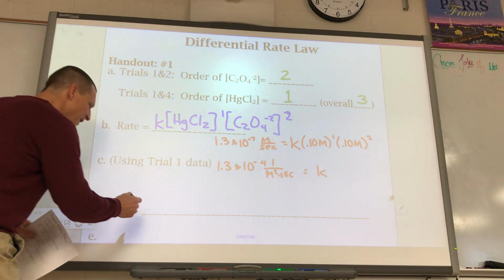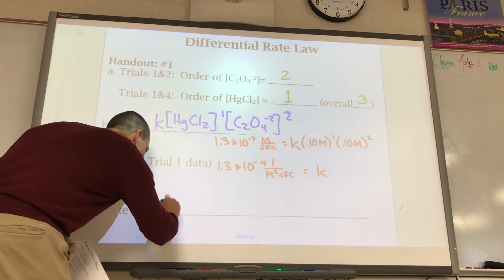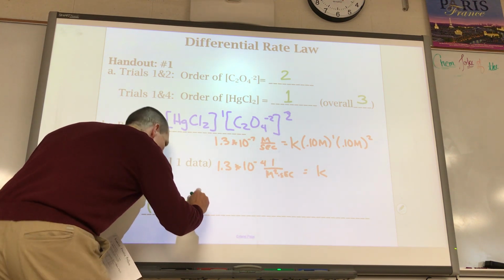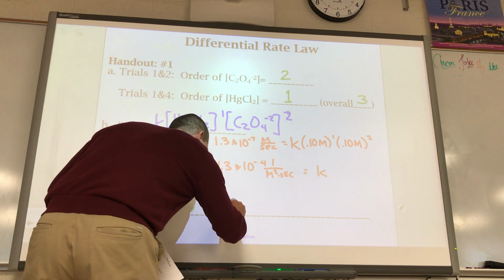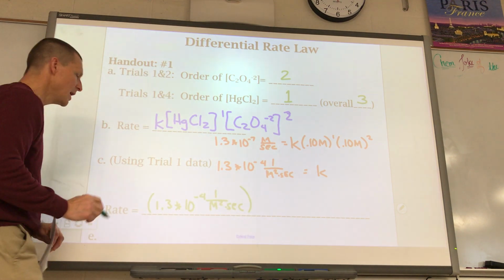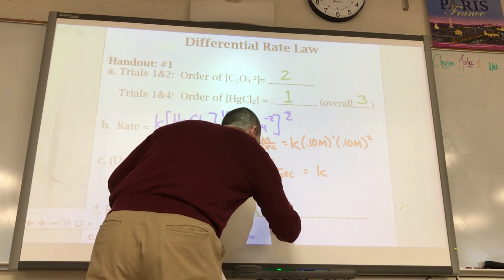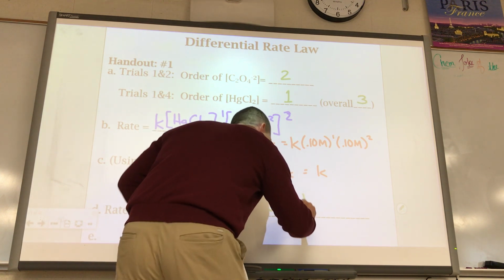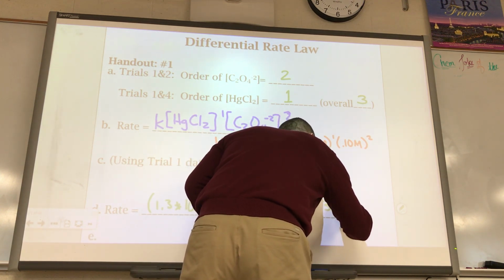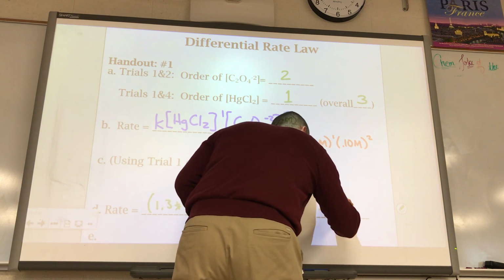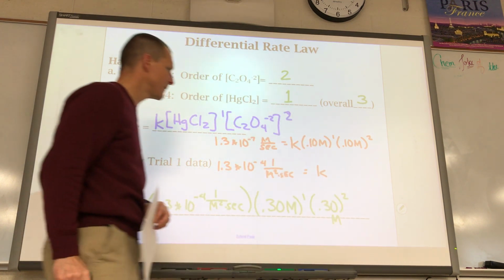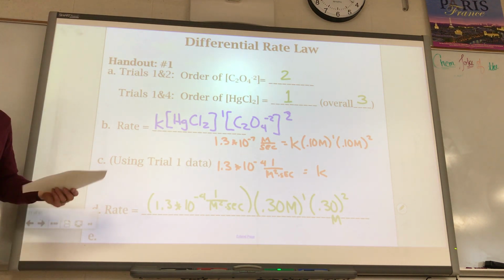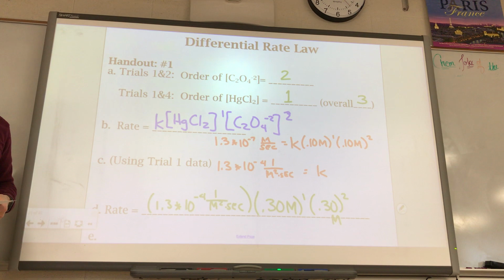So anyway, to find that, you're just going to take the rate. You're going to plug in the K value, 1.3 times 10 to the negative 4th. And that's 1 over molarity squared seconds. Then times 0.3, that's the concentration of HgCl. I'm just using this rate law, plugging the numbers into it, to the first, times concentration of oxalate, 0.30 to the second. I forgot to give that a unit. I'll put an M down there. That's it. Find the rate. You're putting 3 numbers in and multiplying the 3 numbers. It's not hard. These are nice problems.